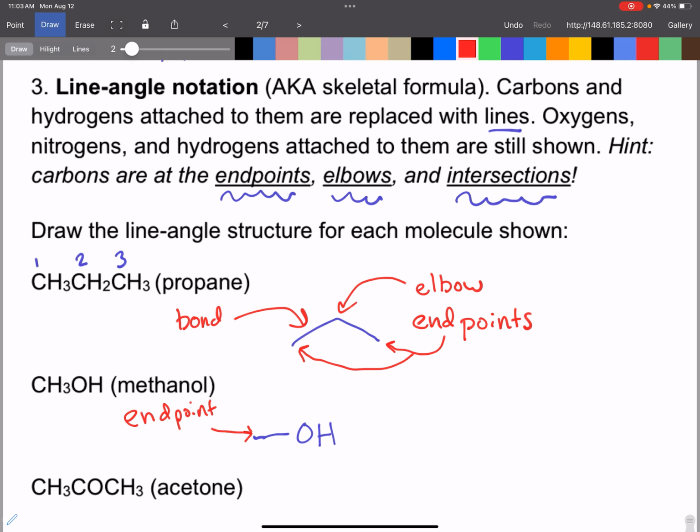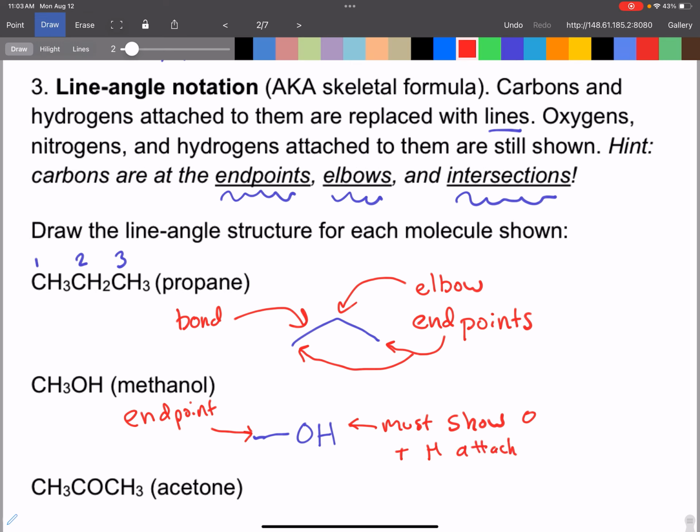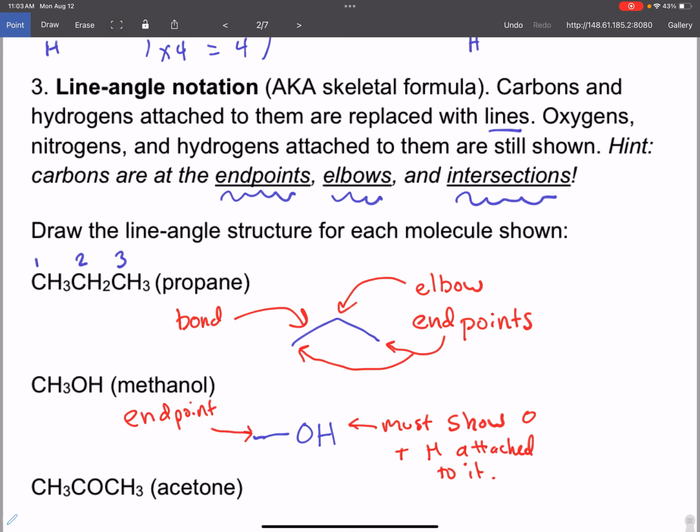So I want to write that down. We must show the O and H's, I guess it's just one H attached to it. And this is true whether it's an oxygen or, as I say up here, a nitrogen, right? So I need to show the nitrogen, I need to show the oxygen, and any hydrogens that are attached to those nitrogens or oxygens or other things like sulfurs, which we'll get into later on. So that's a little bit more complicated molecule.